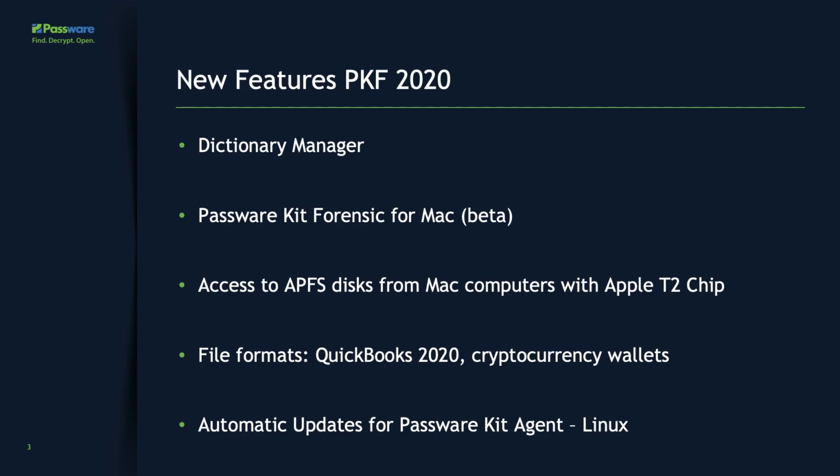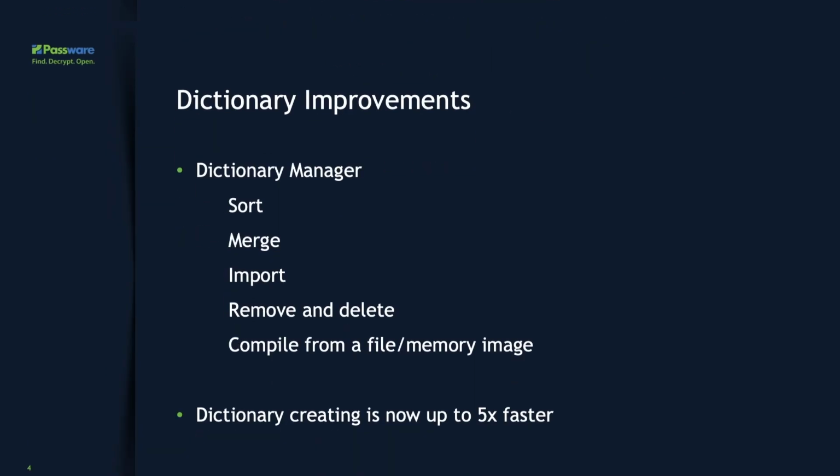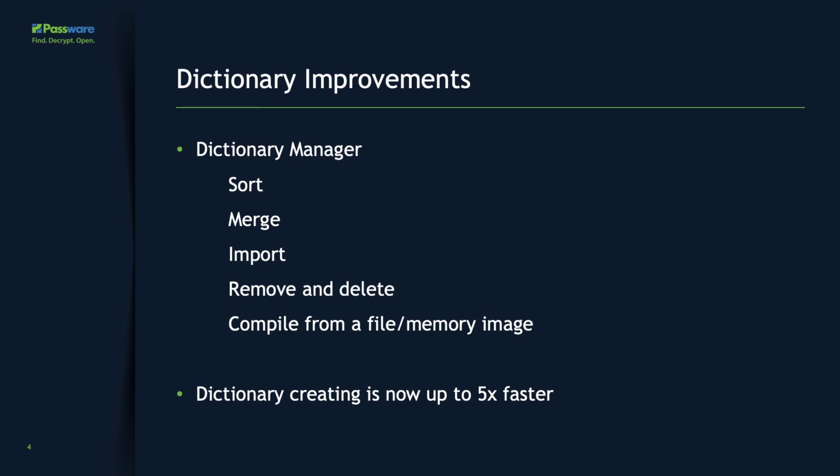We're going to talk about users' ability to access APFS disks from Mac computers where there exists a T2 chip. Talk through some of the new file formats that we're supporting, such as QuickBooks 2020 and cryptocurrency wallets such as Dashcore, Dogecoin and Litecoin, and the new ability for automatic updates to Passware Kit agents running Linux. So to start off, I'll go through the improvements we've made to our Dictionary Manager.